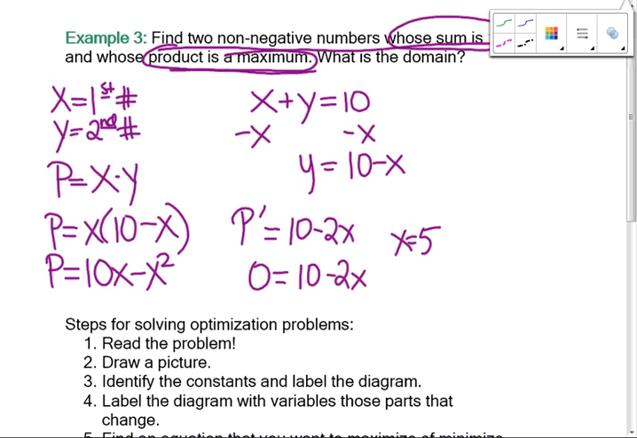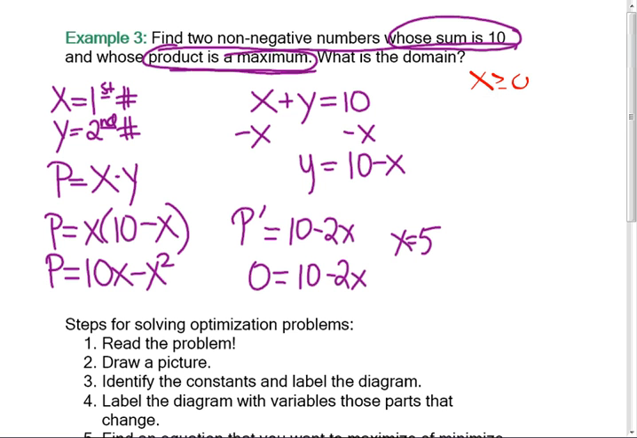Now, if I don't close the domain, then I'm going to have to do a first derivative test. And that's not always easy. It's easier just to evaluate my product at the endpoints and at 5. So I can make a little table, but I haven't figured out my endpoints. Now, there are two non-negative numbers. What's true about x? Greater than or equal to 0. How about y? Y must also be greater than or equal to 0.